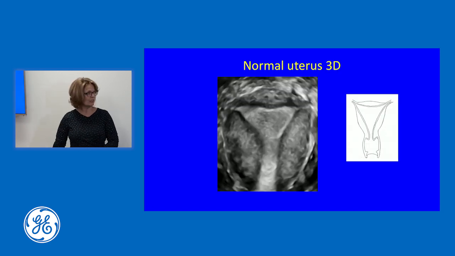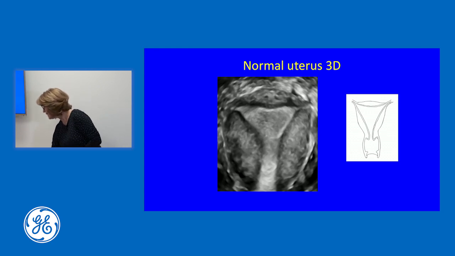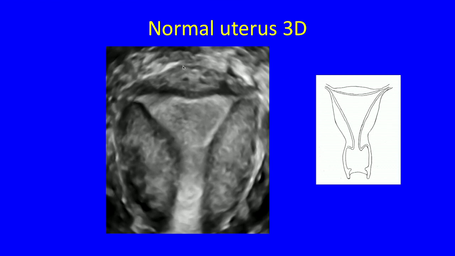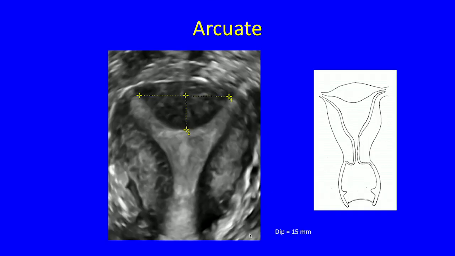So what does it actually look like on 3D? So here's an image of the cartoon on the right, and then the 3D image on the left. And you can see again, here you've got this nice convex outer contour. That's an interstitial portion of the fallopian tube, that's an interstitial portion, and you've got the cervix down here. This is the arcuate uterus, and I've drawn a line between the interstitial portions of the fallopian tube and dropped down to work out that distance, but you can see that this angle is more than 90 degrees.